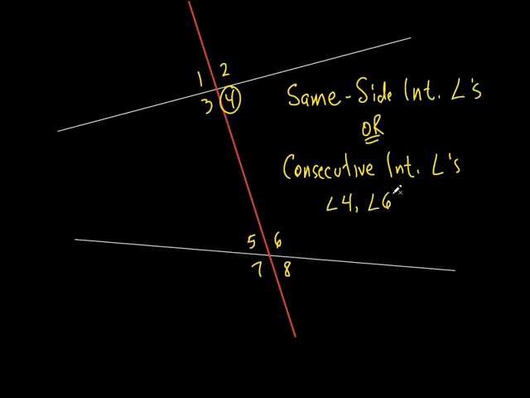Now again, we haven't said anything about them being equal or adding up to something or anything like that, have we? We'll talk about that tomorrow. We're just learning the names and learning the relationships. That's all we're doing today. So angle 4 and 6, they're consecutive interior angles.